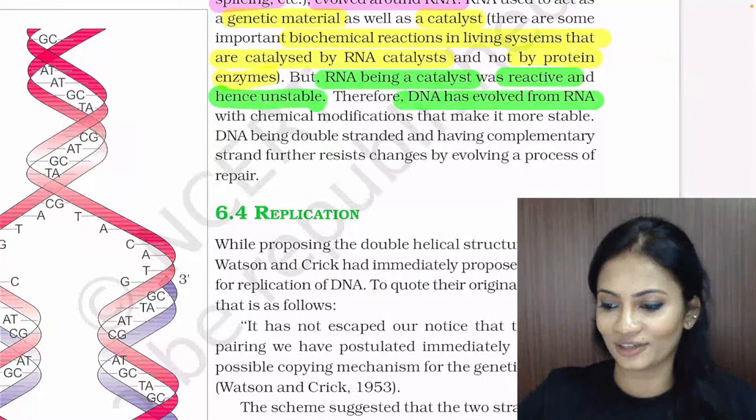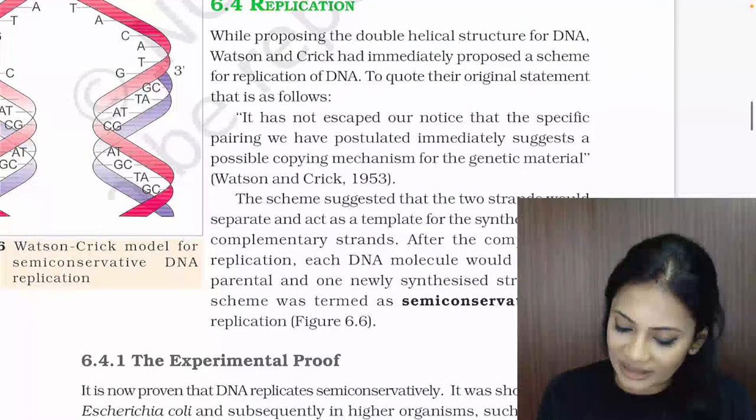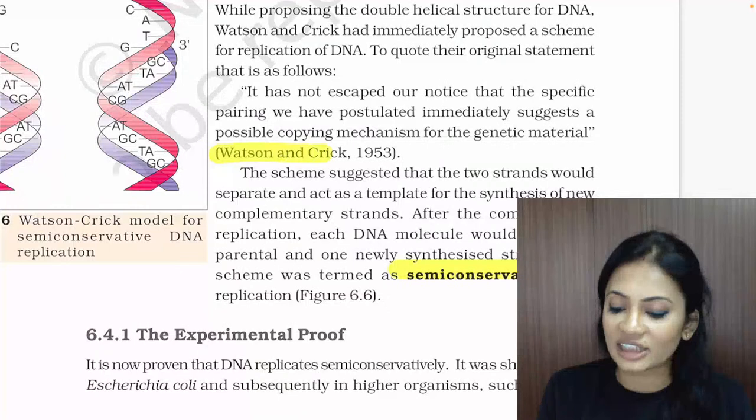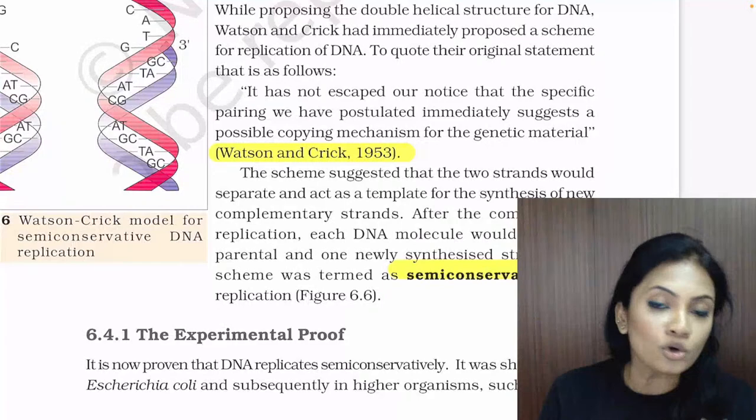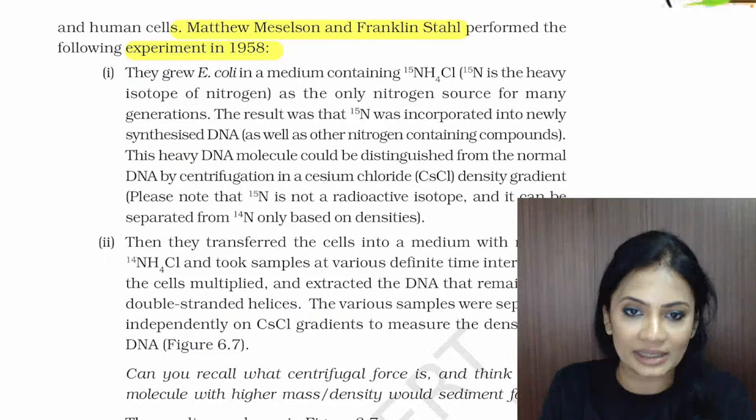Thank you, Daksh. Alright, let's start now with replication. DNA replication, very simple. What is the method? Semi-conservative method. It was suggested by Watson and Crick. But who is the one who proved it? Matthew Meselson and Franklin Stahl performed the experiment in 1958.